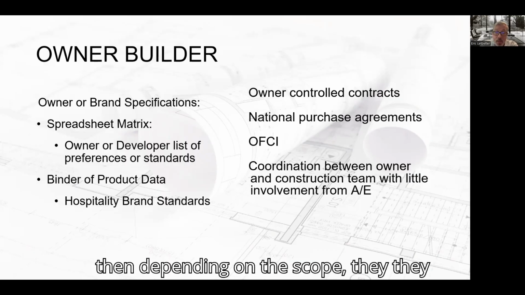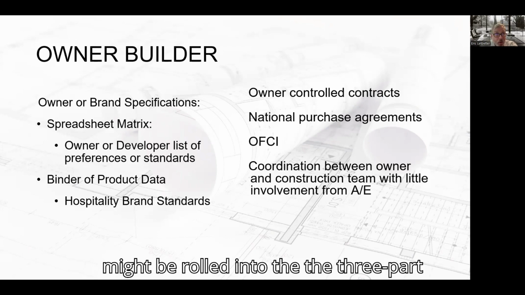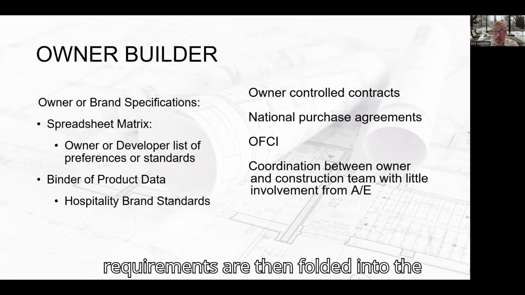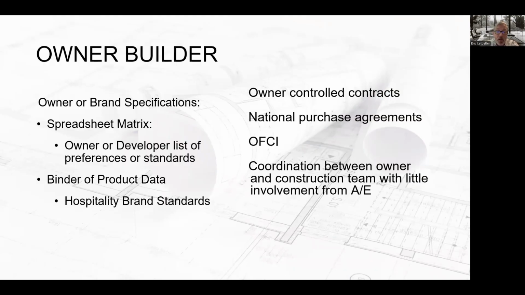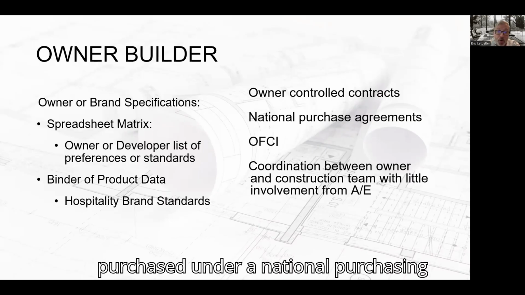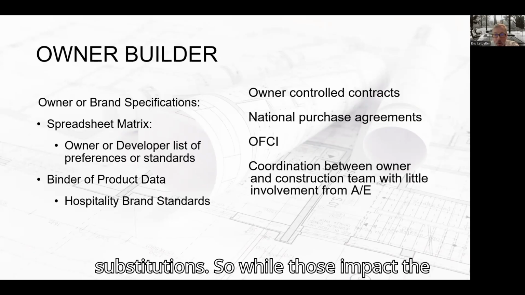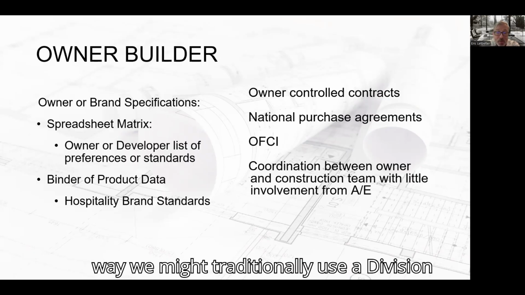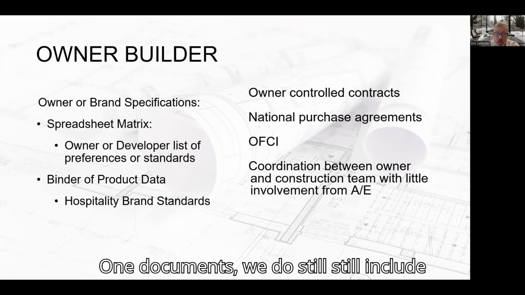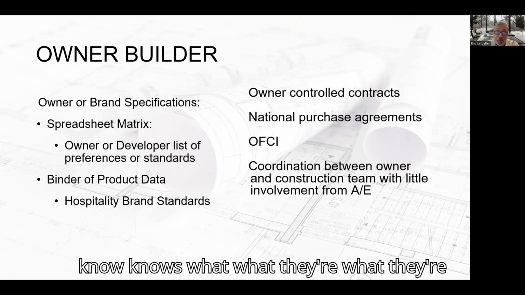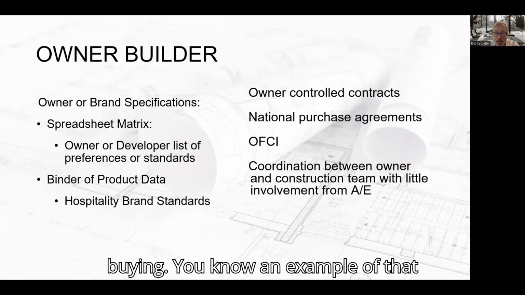And then depending on the scope, they might be rolled into the three-part CSI technical sections, where those owner requirements are then folded into the spec and also part of the brand standards. Often products are purchased under a national purchasing contract and therefore without substitutions. So while those impact the way we might traditionally use the Division One documents, we do still include those installation requirements for the product, even if the owner knows what they're buying.